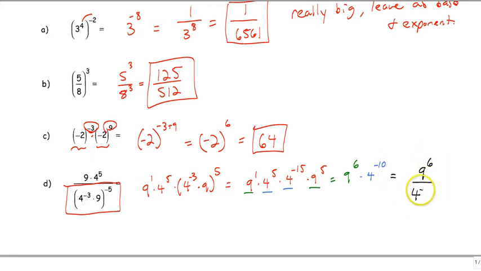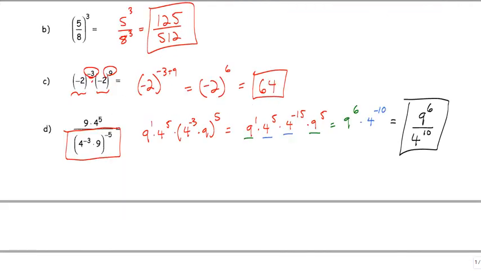And we do not like negative exponents, so my final answer is 9 to the sixth over 4 to the positive 10th, because I've moved it down now, so now it is positive. And you can leave that one as is because those numbers get kind of big. Alright, good. So we're going to keep going.